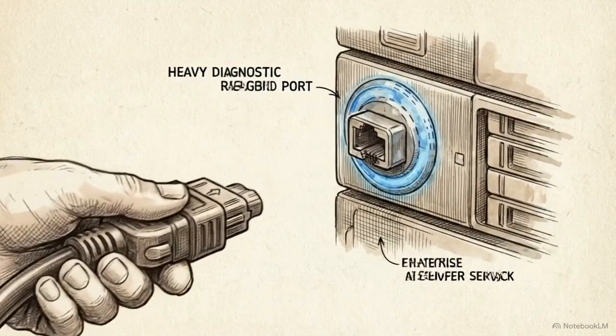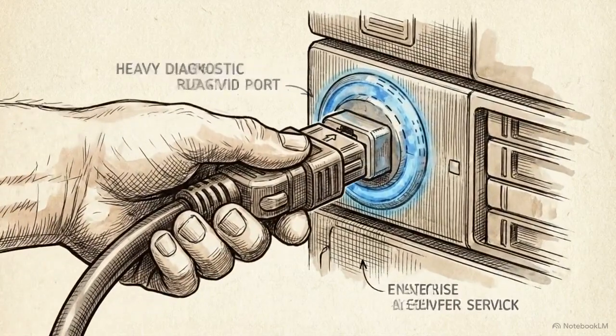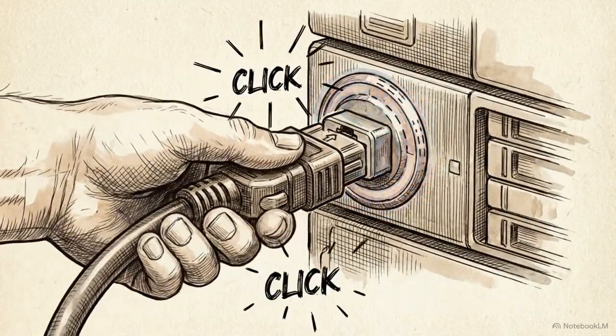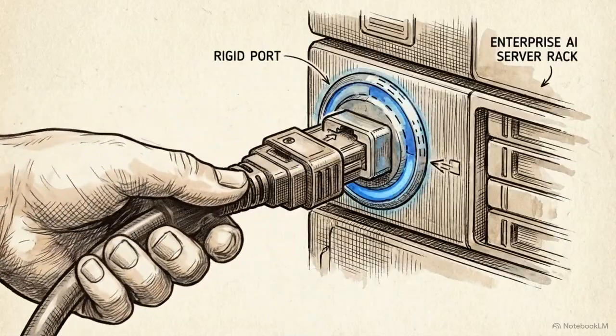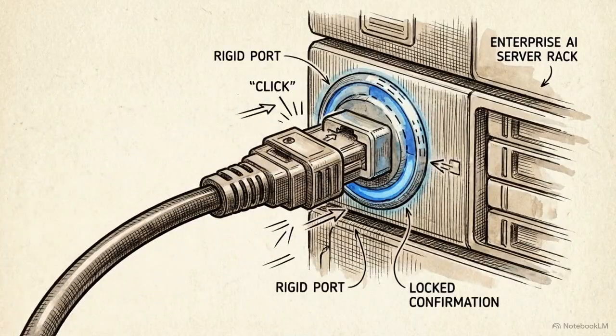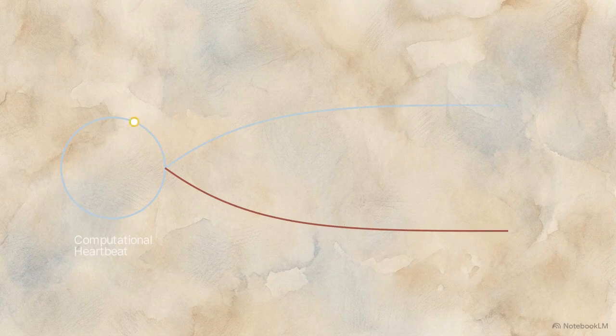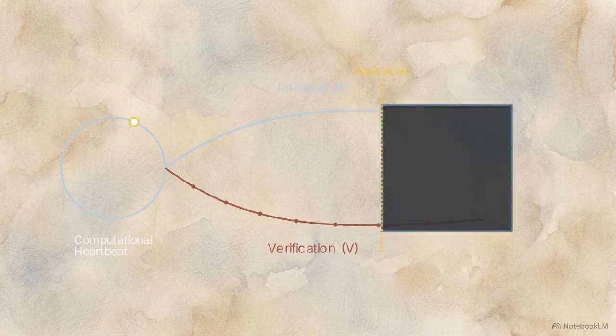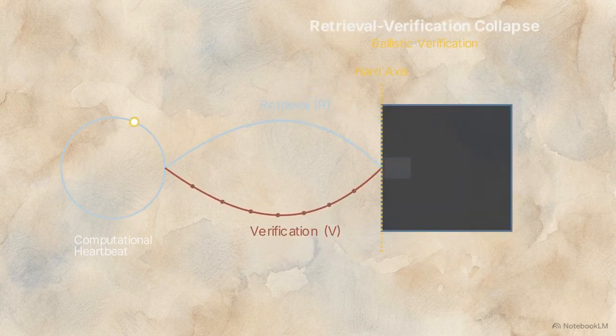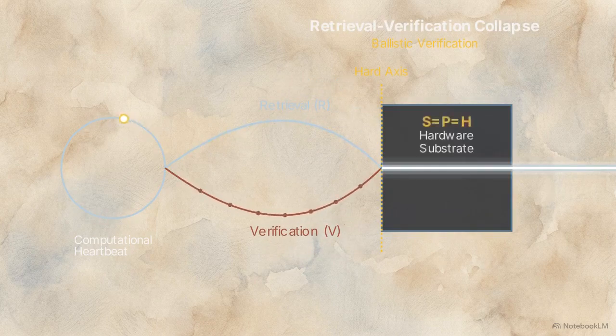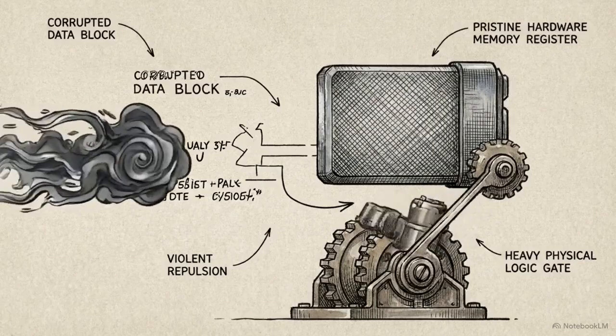Just as a risk underwriter requires a physical sensor to verify vehicle data, the enterprise market requires hardware verification to trust AI outputs. The SPH loop enables this trust by making verification part of the computational process itself. This is the Retrieval-Verification Collapse. It is the moment where the act of reading data from memory becomes the act of verifying that data against reality. This physical interception is ballistic.